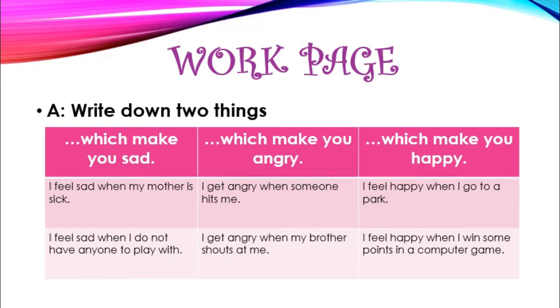Here I have filled this table for you. It is just an example. You don't need to copy it as it is. You have to write down 2 of your things that make you sad, angry, or happy. It is just an example. Don't copy it. Write or fill the table according to your own feelings.